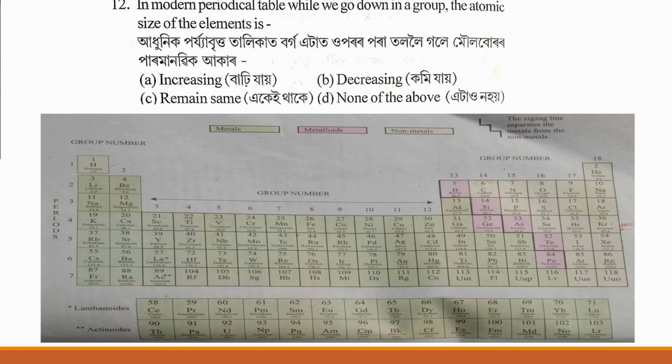It is because as we move down a group, the atomic number increases and new electron shells are added. This increases the distance between the nucleus and the outermost electrons, which results in a larger atomic radius. So the correct answer will be increasing. As we move down in a group, the atomic size of the elements increases.